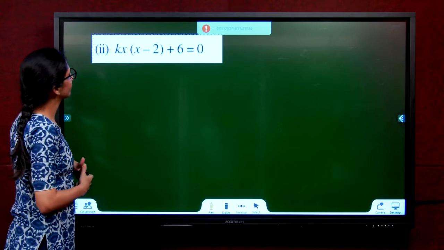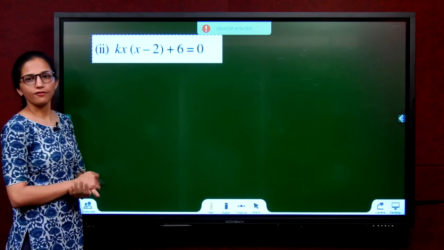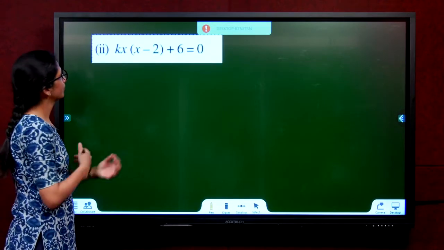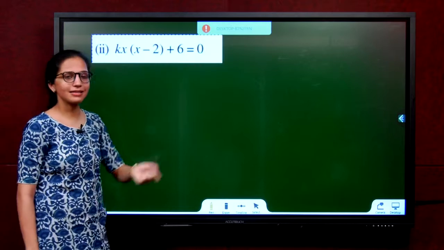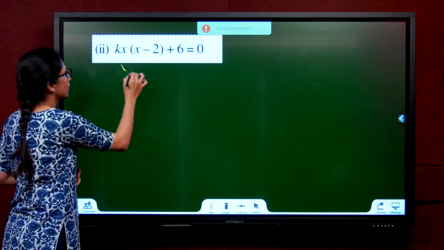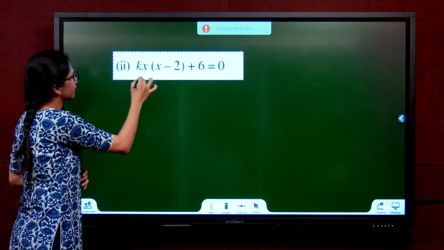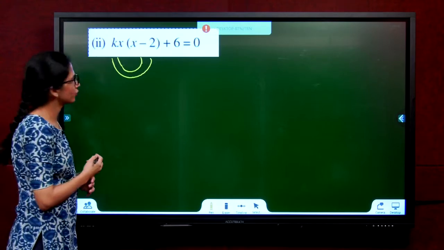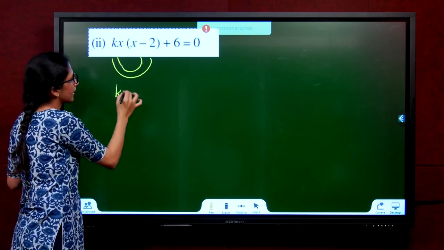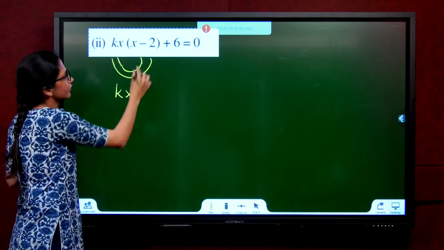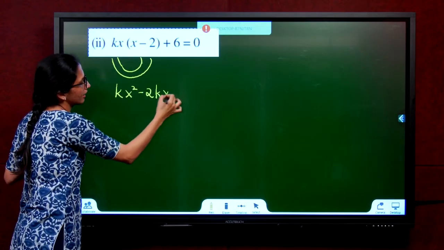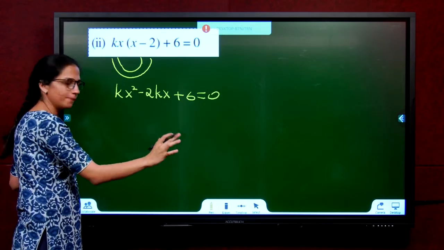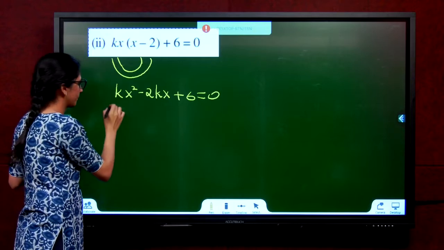Similarly, next question. But this is not in the standard form. First, we will bring the equation into the form of a standard quadratic equation. It's given kx into x minus 2 plus 6 equals 0. Normal multiplication: kx into x, kx square; kx into minus 2, minus 2kx, plus 6 is equal to 0. This is standard form. You have x square, x and constant term.